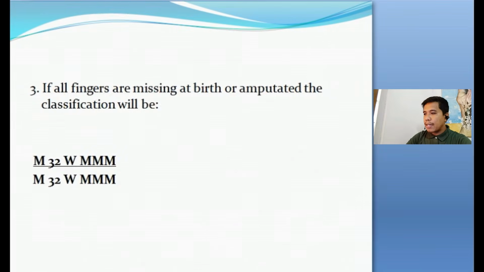Next, second to the last. If all fingers are missing at birth or amputated, lahat ng fingers, from the thumb to the little finger of both hands, amputated. Take note ha, lumabas po ito sa 2021 examination. Ang classification niya ay meet over meet, 32 over 32, whorl over whorl, meet over meet. You can see that on your screen. Memorize that because that will come out in the board examination.